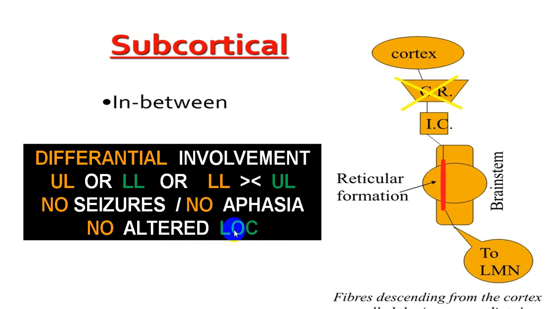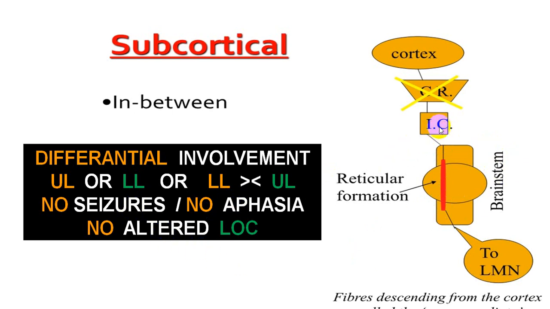Altered level of consciousness will also be seen if there is damage to the pons and medulla, where the reticular formation, which we call the activating reticular system, is involved. A person can also have an altered level of consciousness if there is a brainstem lesion in the pons and upper part of medulla. So that will be the area where you can also have altered level of consciousness. Also, in case of an internal capsular damage, you will have no seizures, no aphasia and no altered level of consciousness.